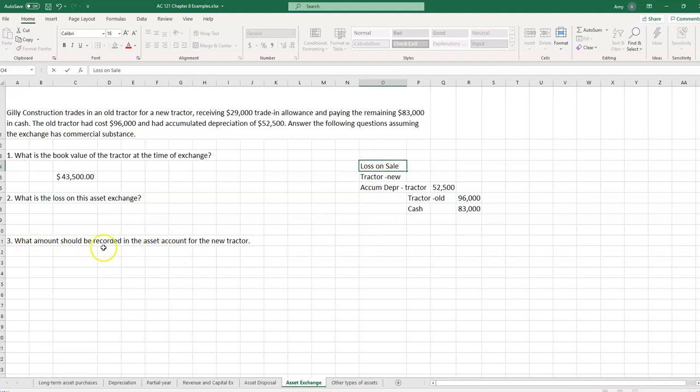So first, what amount should be recorded in the asset account for the new tractor? So what is the value of the new tractor? Well, what did we give to get it? That's what the value is for our records. We paid cash of $83,000. We also received a value of $29,000 for our old asset. So $29,000 trade-in allowance. So the value of our new tractor is $112,000.